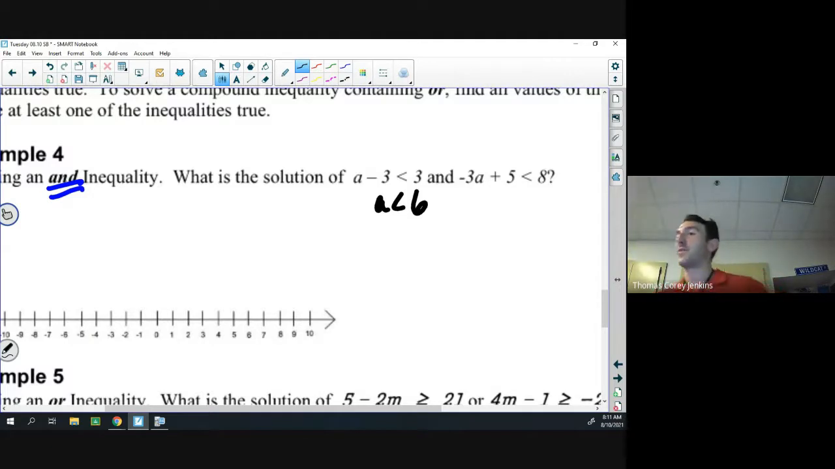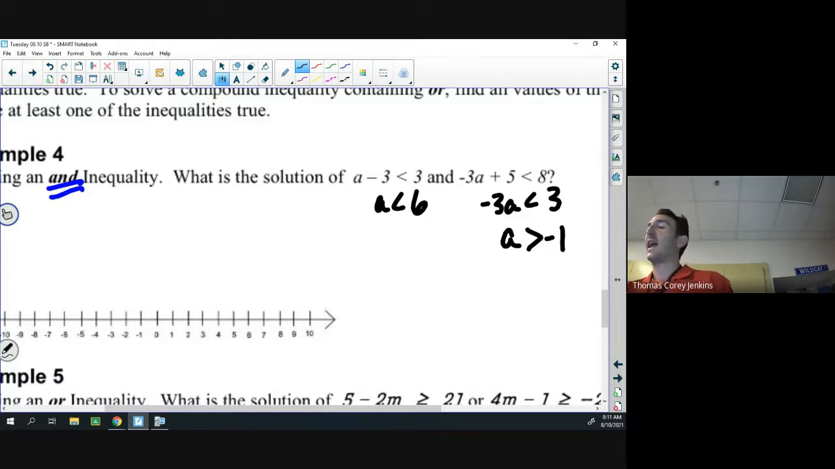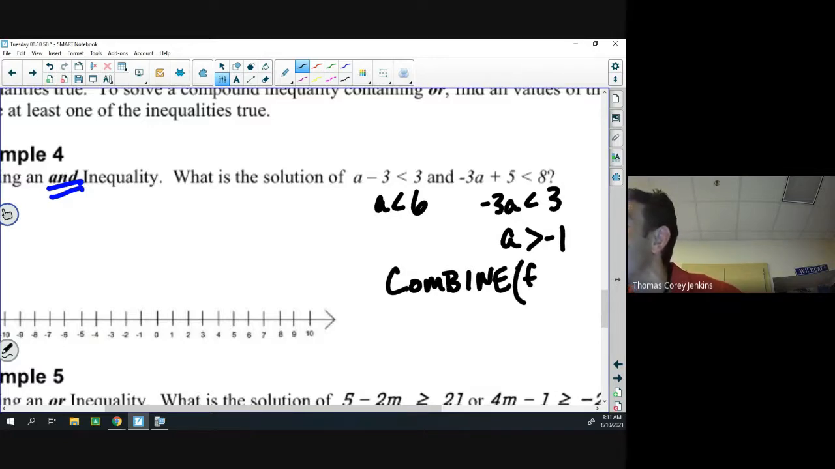And we have a two-stepper on the other side. So minus 5 to both sides gives me negative 3a is less than 3. Divide by negative 3, so we flip the inequality to get a is greater than negative 1. So a is less than 6 and a is greater than negative 1. If it's an and inequality, you want to combine those two to be together, so we're going to combine them into one smooth answer. And you might want to note that this is for and only.